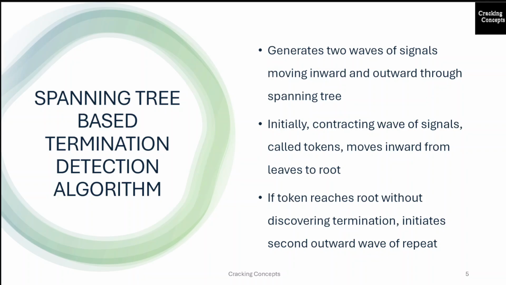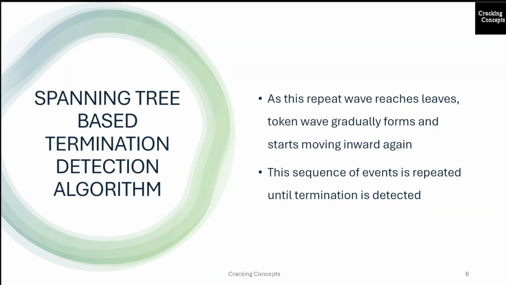Now, the termination detection algorithm generates two waves of signals moving inward and outward through the spanning tree. Initially, a contracting wave of signals called tokens moves inward from leaves to the root. If this token wave reaches the root without discovering that termination has occurred, the root initiates a second outward wave of repeat signals. As these repeat waves reach the leaves, the token wave gradually forms and starts moving inward again. This sequence of events is repeated until the termination is detected.